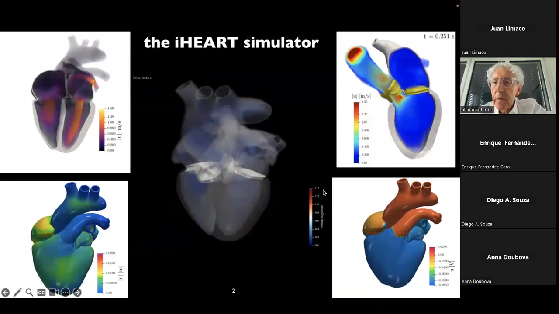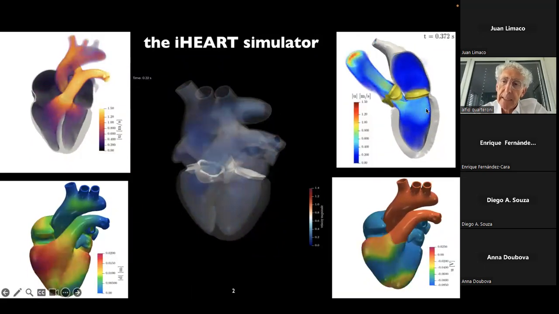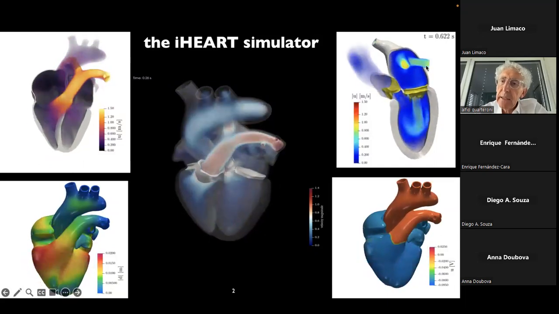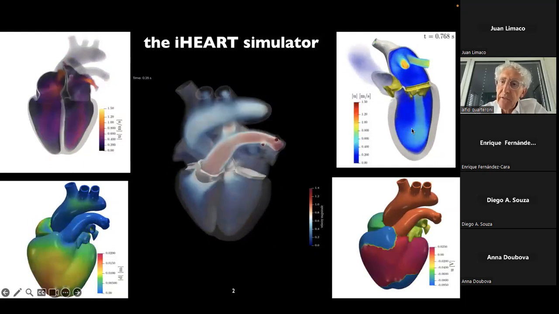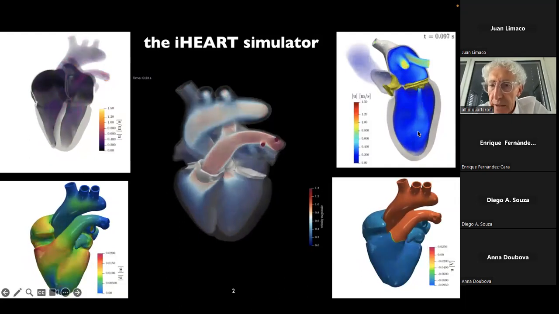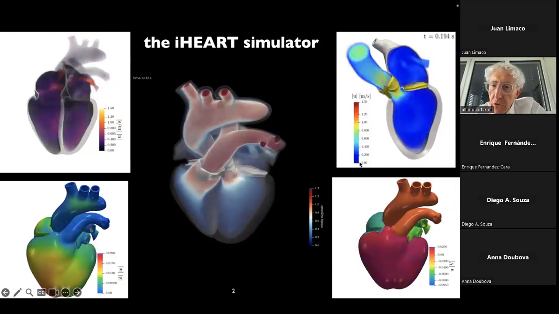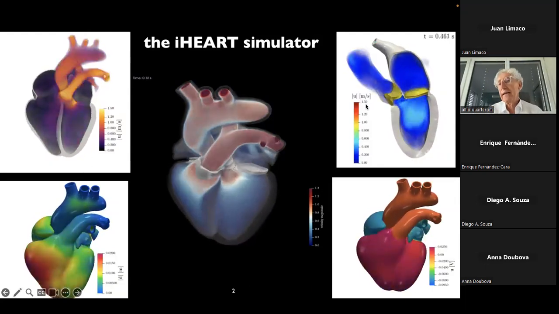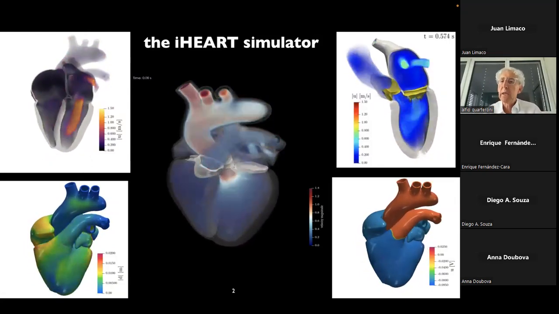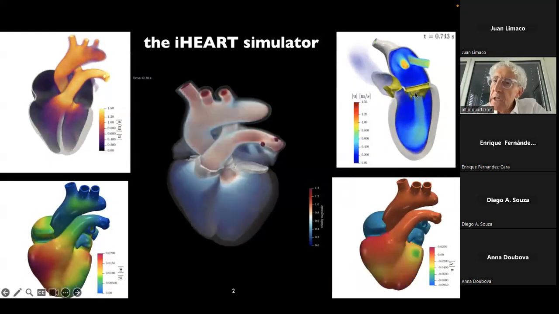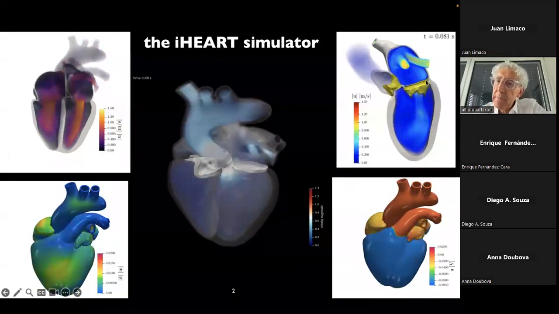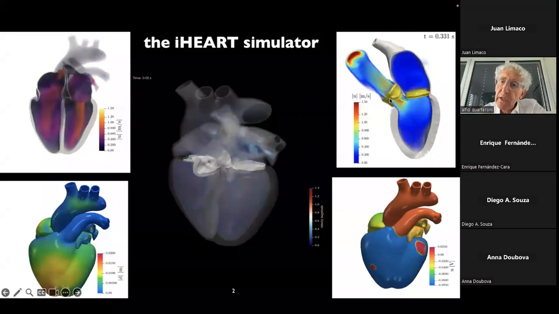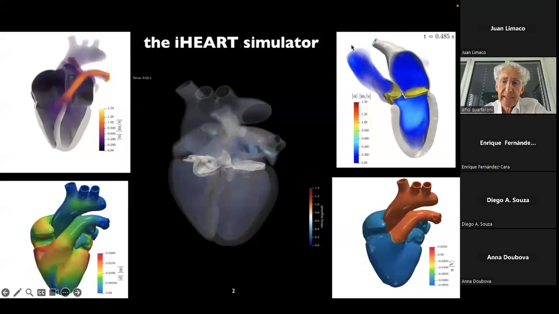What you see here on the upper right part is what is called the left part of the heart, the left atrium and the left ventricle, and here you see the velocity field in meters per second. So you go from 0 up to 1.5 meters per second, which is fairly high. It's on the order of 50 kilometers per hour. And here you see the valves, which is the mitral valve that separates the atrium from the ventricle, and this is the aortic valve that separates the ventricle from the ascending aorta.